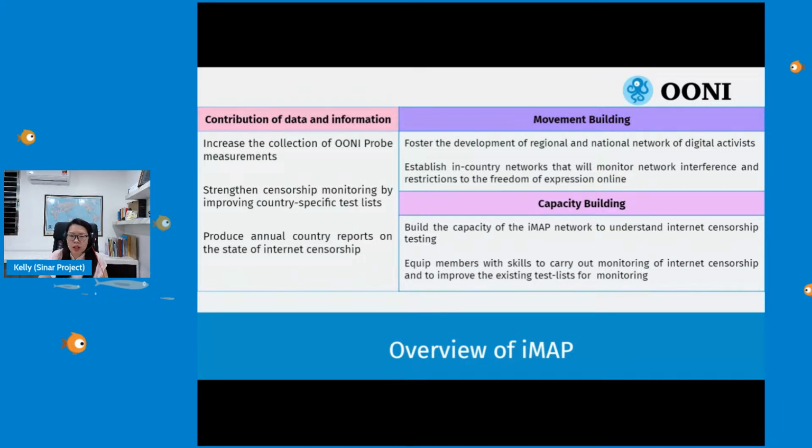And to do that, part of our project is also on capacity building, because we are trying to build the capacity of the IMAP network to understand internet censorship testing and to equip our members with the skills to carry out monitoring of internet censorship and how to improve the existing test list for monitoring. And all of this we are using our OONI tools to help us in our project.